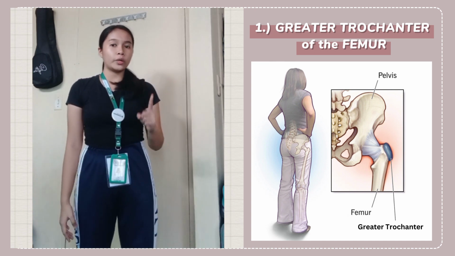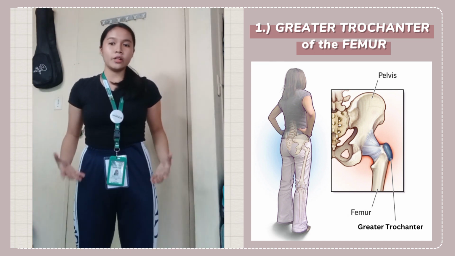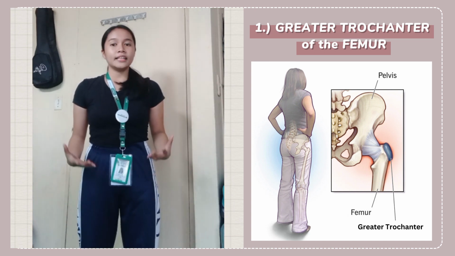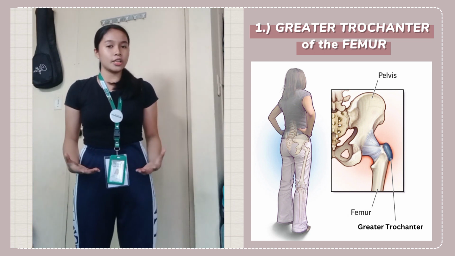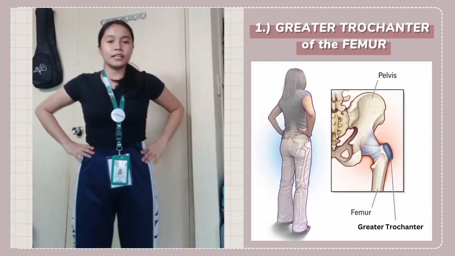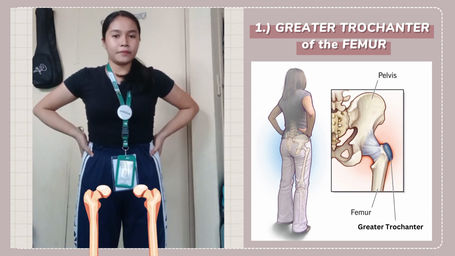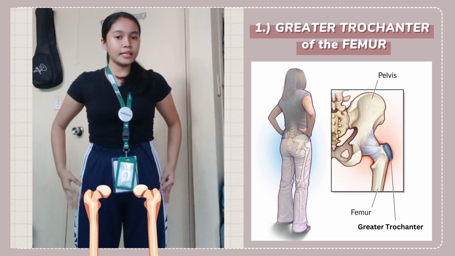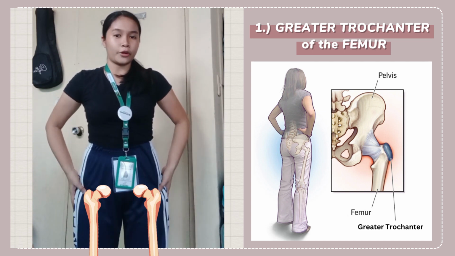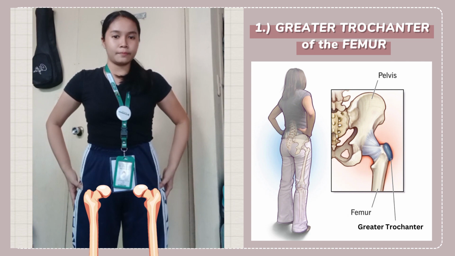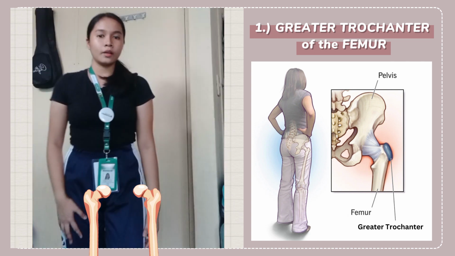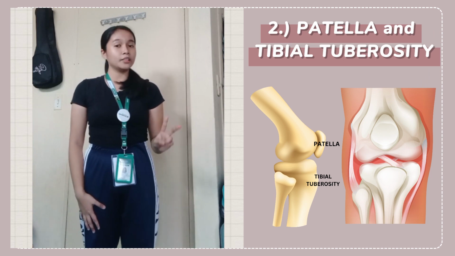So, the greater trochanter of the femur is the most lateral point of the proximal femur, and it typically lies 6 to 8 inches below the iliac crest. So basically, the bone that you feel right here is not it. This is the pelvis, while just below it is the greater trochanter of the femur, the bone that you feel right below. Okay, so second is the patella and the tibial tuberosity.